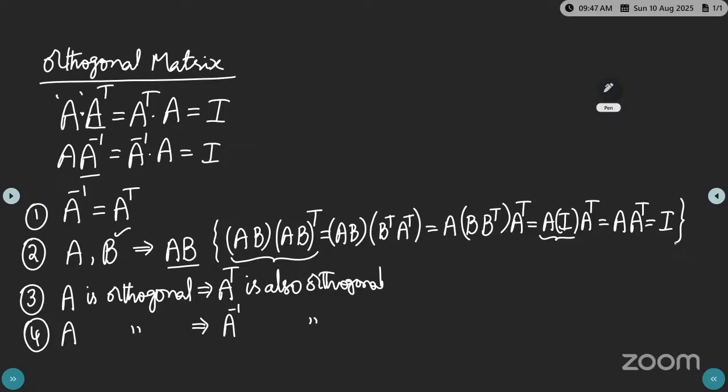Next again, A is orthogonal, A transpose is also orthogonal. How you can prove it? A transpose into A transpose whole transpose. Good.